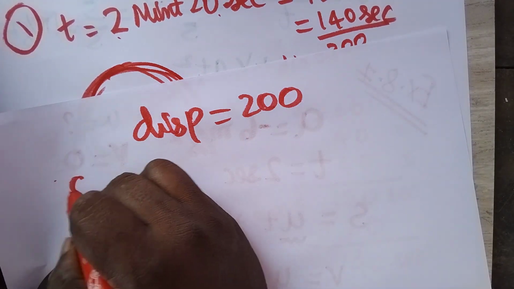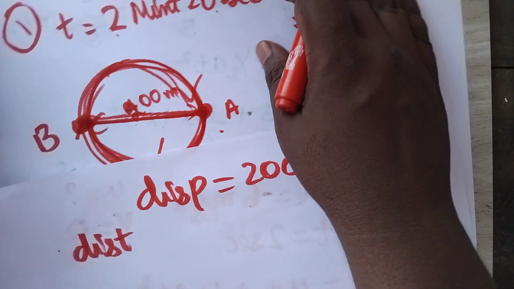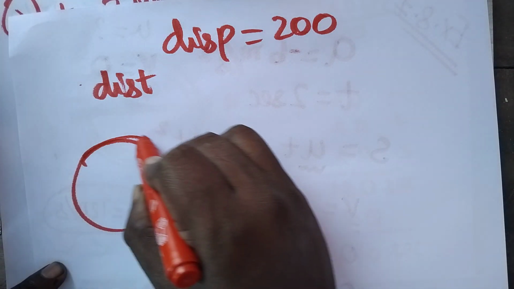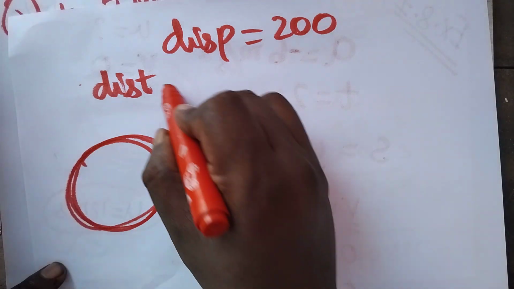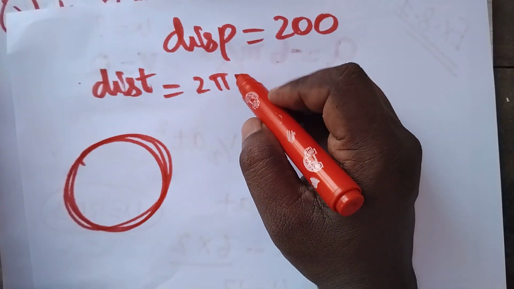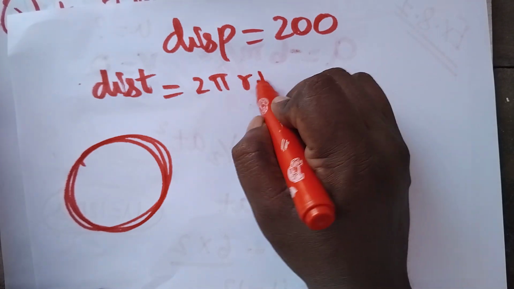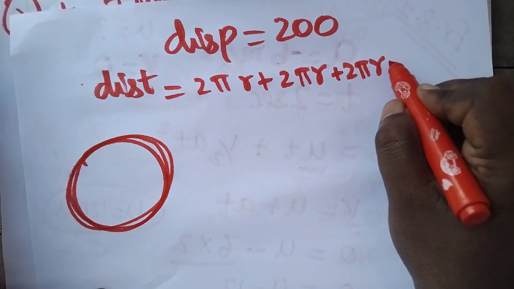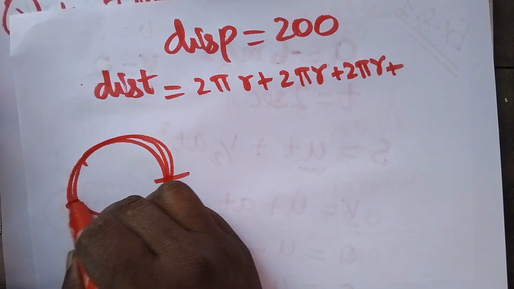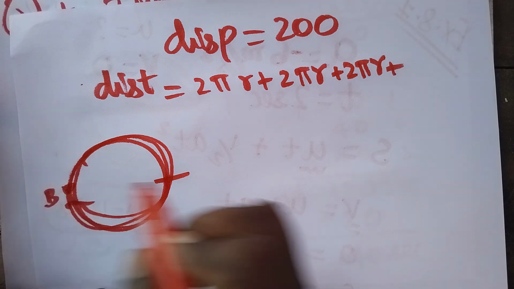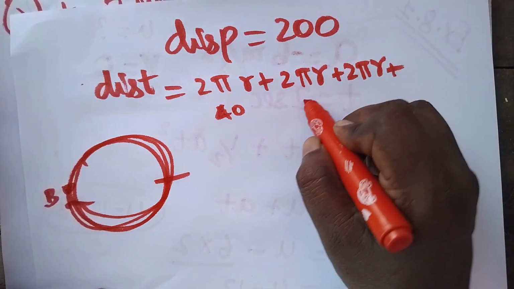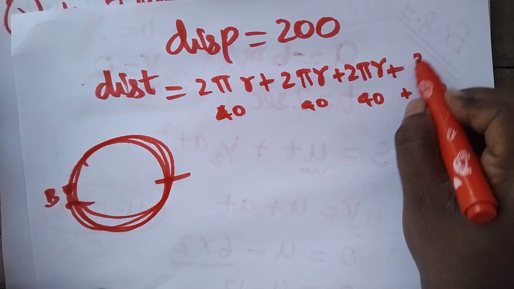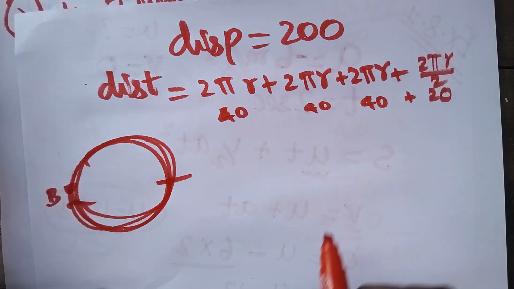Now distance. He is totally making 3 circles, 1 full complete circle, 2, 3 circles. Each time it is the circumference of the circle. Distance is the actual length of the path: first round, second round, third round distance. Then only a half round is made. He started from A and ends at B. It is 40 seconds, 40 seconds, 40 seconds plus only 20 seconds. Half round means only half of the length, half of the circumference.